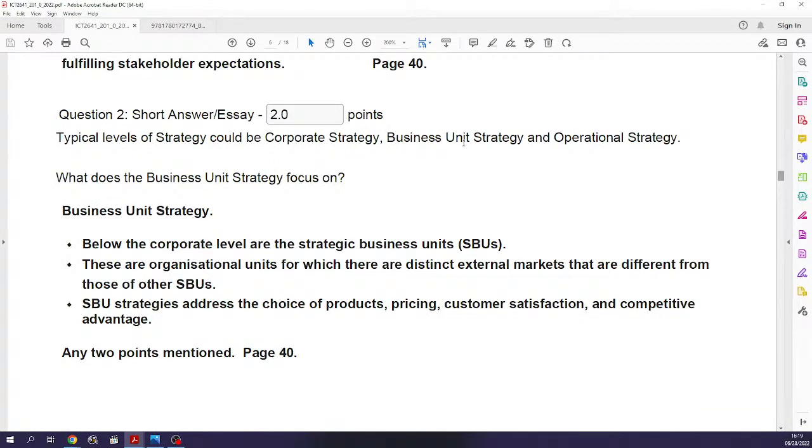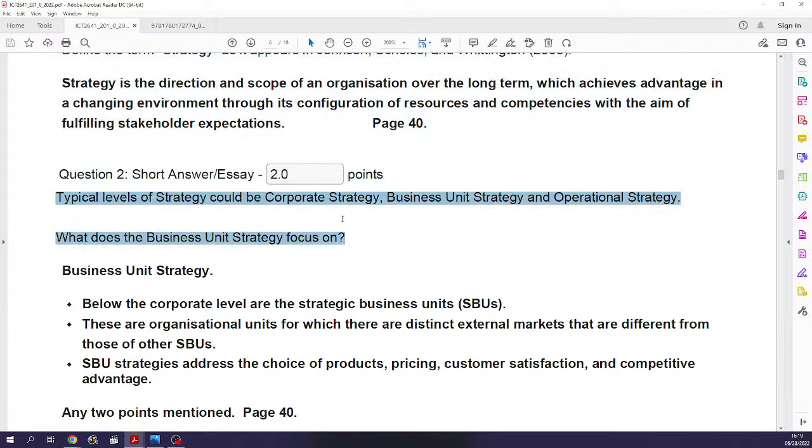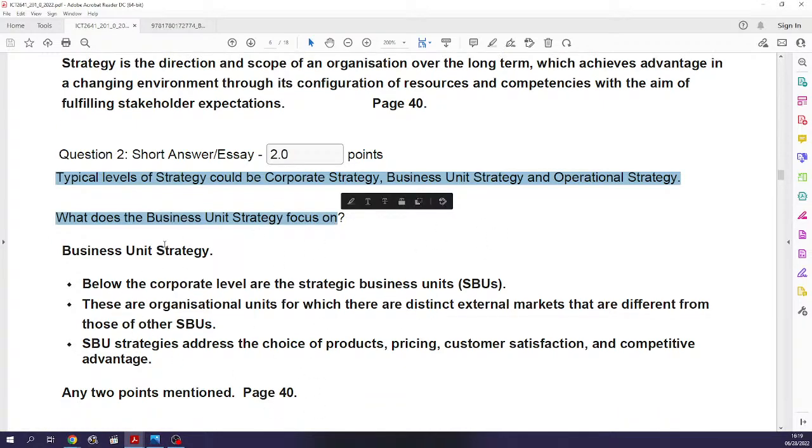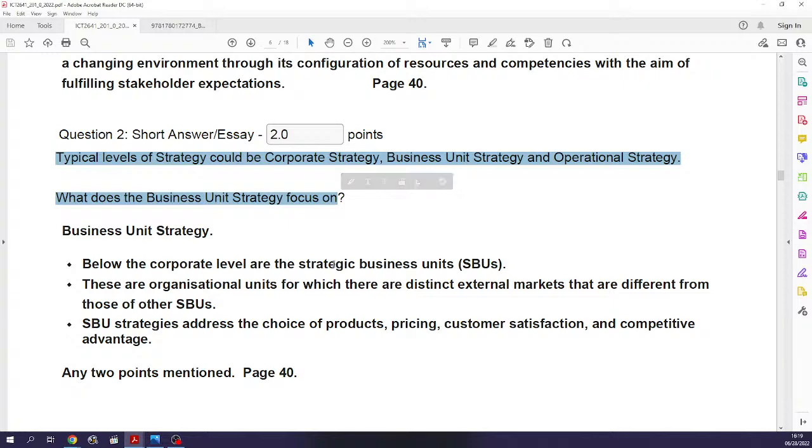Let's say, typical levels of strategy could be corporate strategy, business strategy, operational strategy. What does the business unit strategy focus on? And then you say, okay, I'm going to go look in chapter 3. This is the chapter about strategy analysis. And I'm going to talk about what is business unit strategy? And then you open the textbook and you're like, okay, I'm just going to change the words a little bit. They'll never know, right? They will never know. They know. I know. I've read this textbook so many times. I know when you're paraphrasing, and I know when you're copying the textbook.